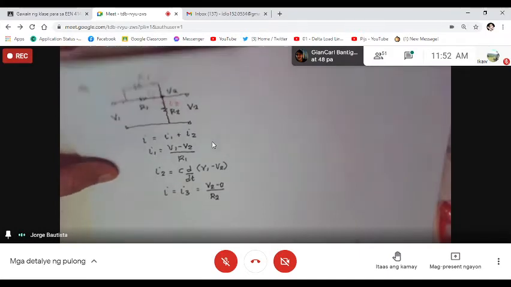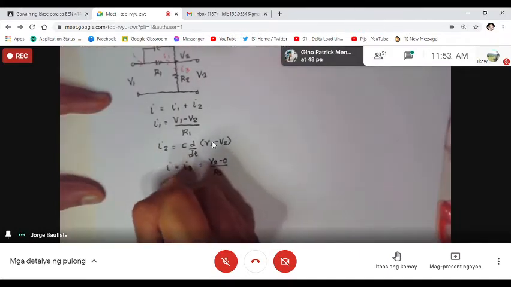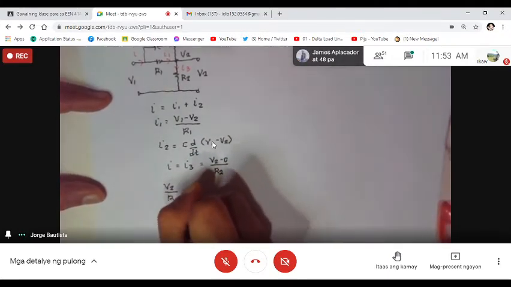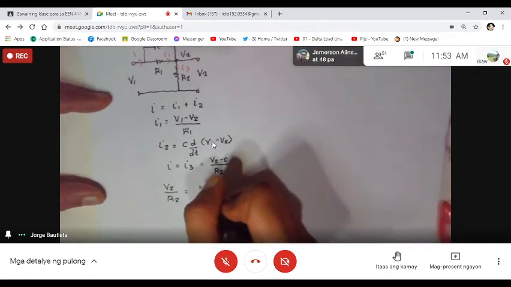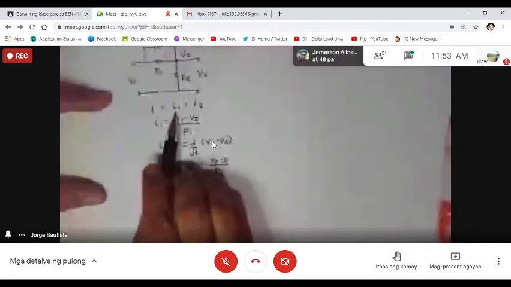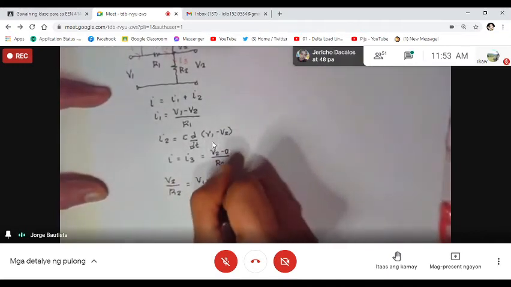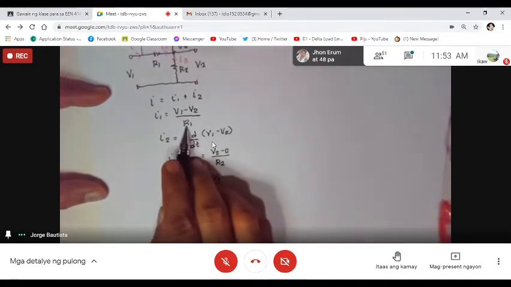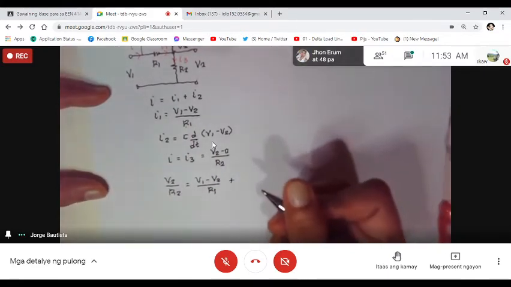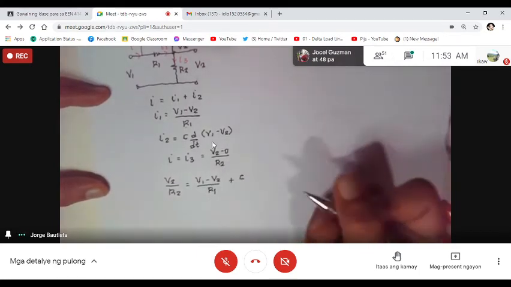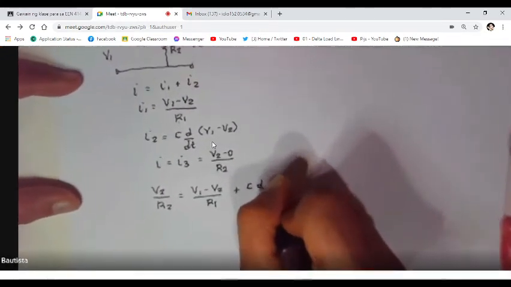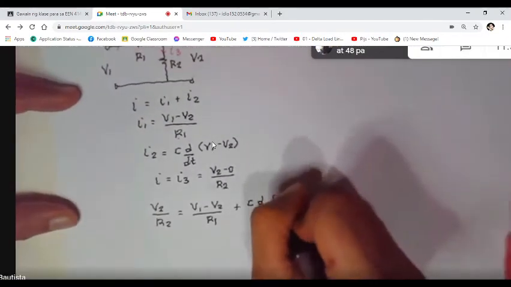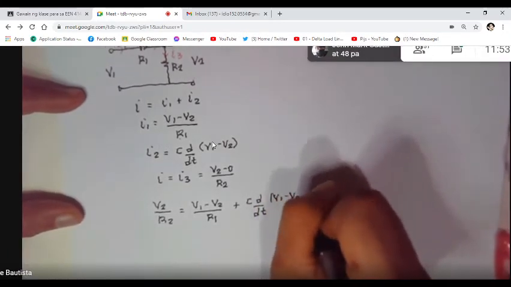Okay? So, pag sinubstitute mo yan, that is V2 all over R2 is equivalent to I1, that is V1 minus V2 all over R1, di ba? Plus C, okay, d over dt, di ba? You have V1 minus V2.